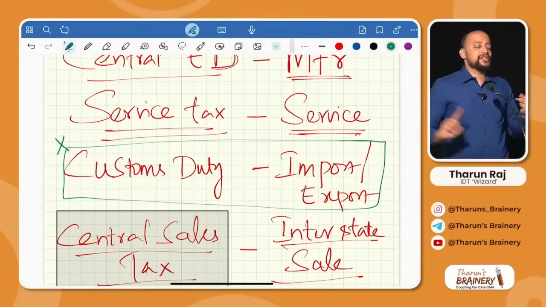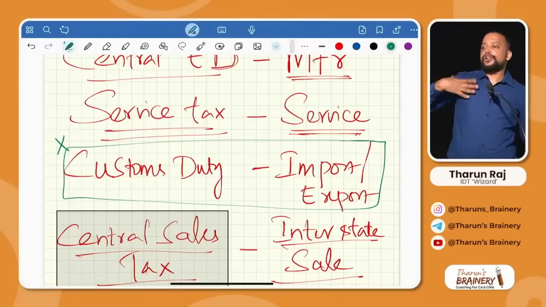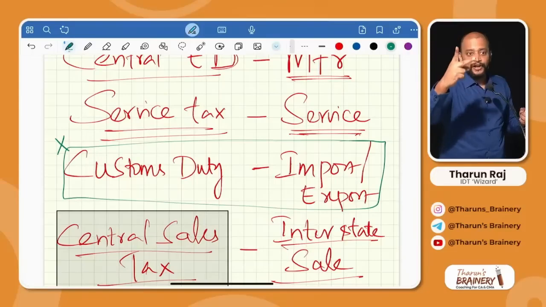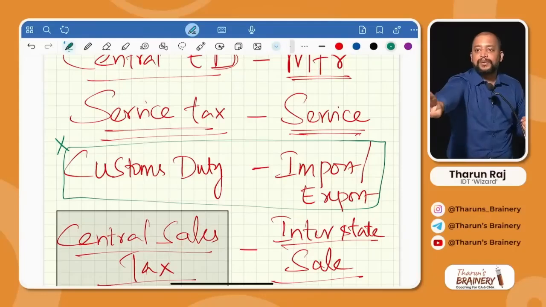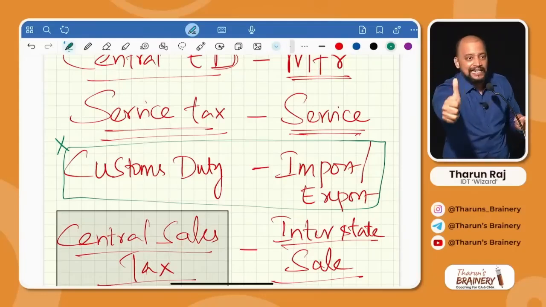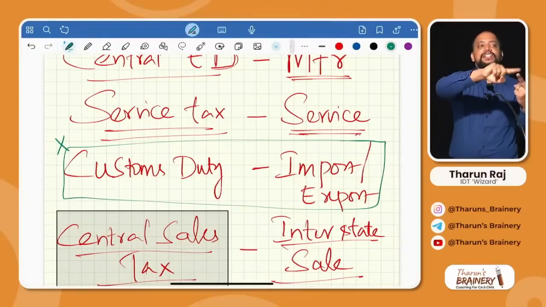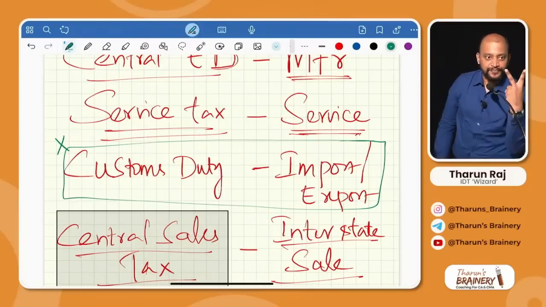So what are the two options? Option number one, on importers let's put an additional burden. Option number two, on local purchases, you are purchasing locally, na? We will eliminate multiple taxes and keep only one. Is it clear? Now you tell me, as a finance minister, which one you will choose.